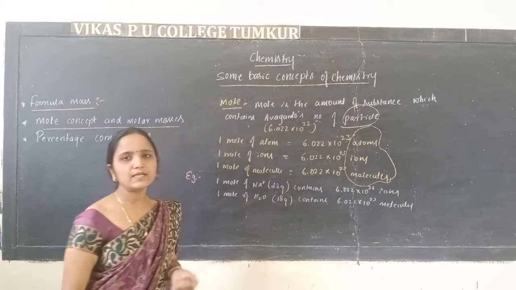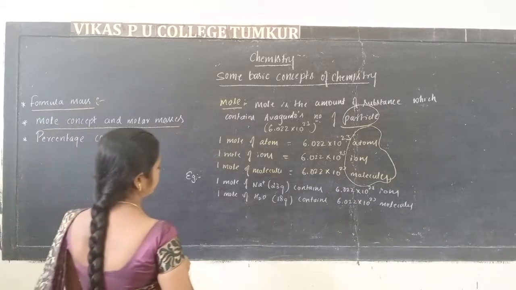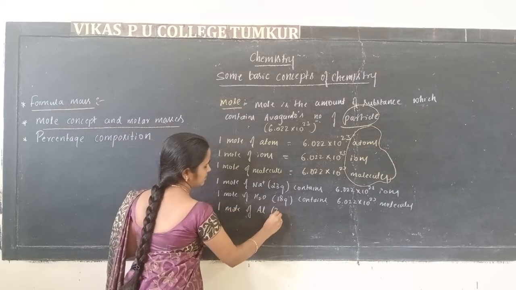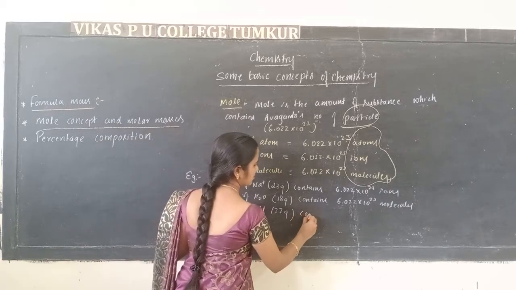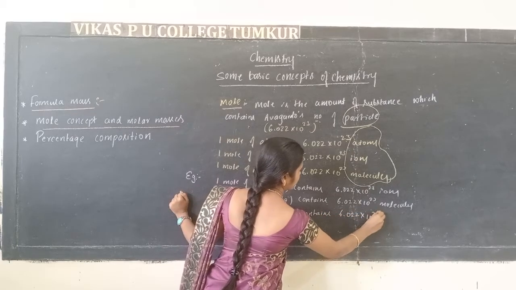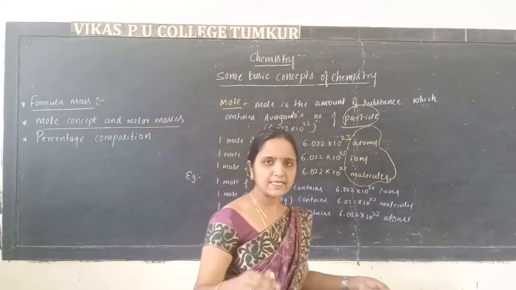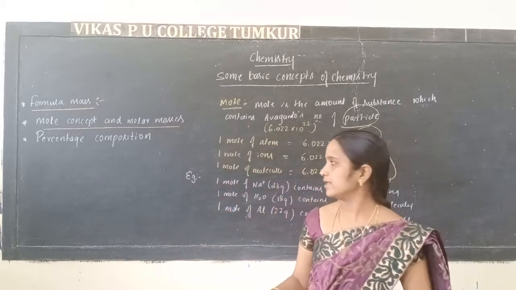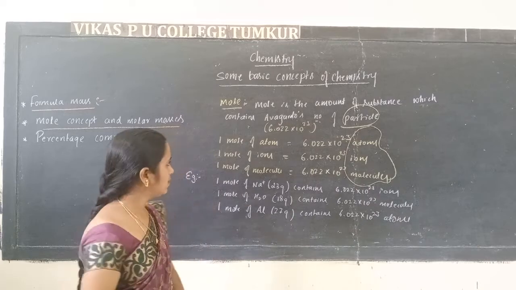Like that, an example for atoms: 1 mole of aluminum, Al, is about 27 gram, the atomic mass of aluminum, contains 6.022 into 10 to the power of 23 atoms. Whatever it may be, 1 mole contains the same number of particles, either atoms or ions or molecules. If it is 2 moles, we should multiply by 2. That's all. This is about the mole concept.